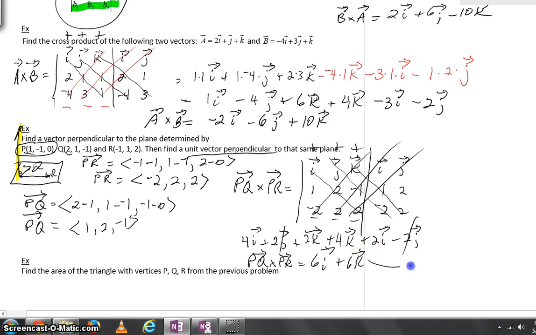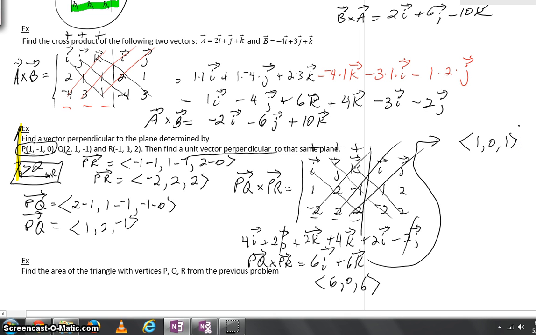I guess what I'd like to point out to you is I'm looking at 6i plus 6k as a vector of 6, 0, 6. You might guess that this vector does not have a length of 1. Tell you what, how about we divide all these components by 6? And I could say that if we had that, we'd have the vector 1, 0, 1.